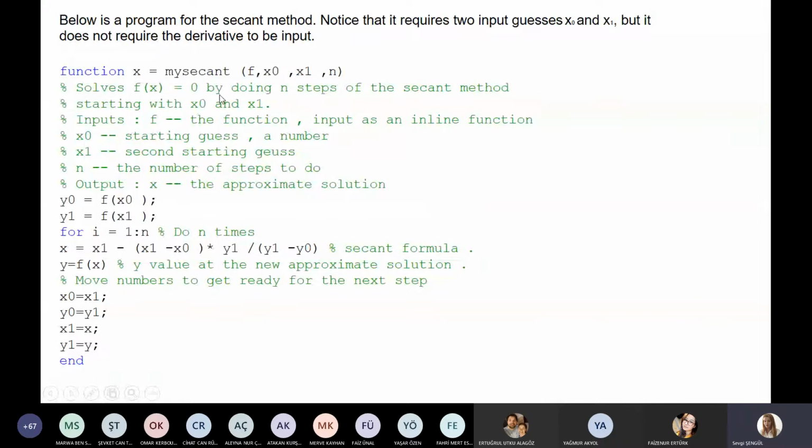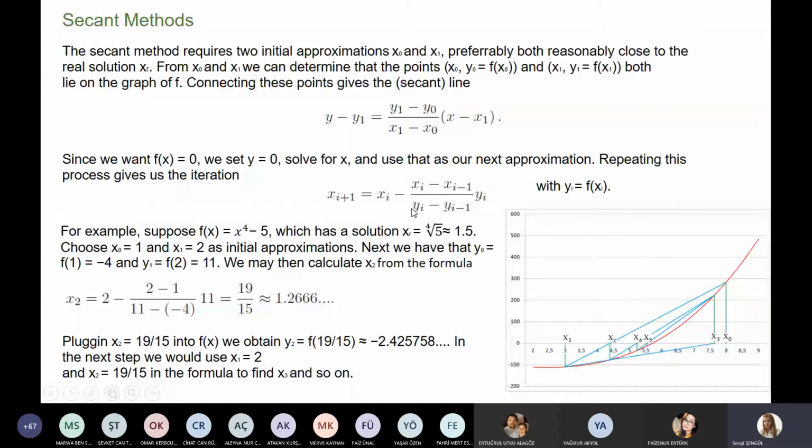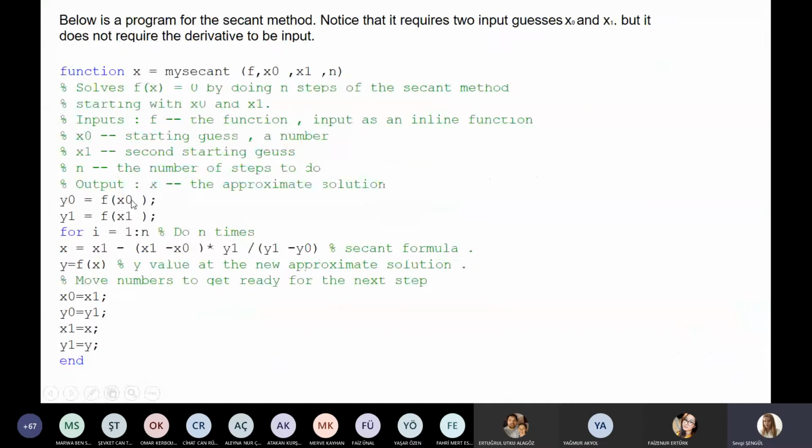And this is how we are defining the MATLAB program for the secant method. Now we are defining a function with 2 values, x0 and x1, and how many iterations we should do. What we need is f of x0 and f of x1, so I'm defining f of x0 and f of x1 as y0 and y1.